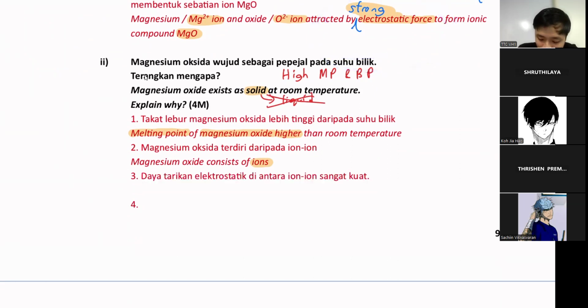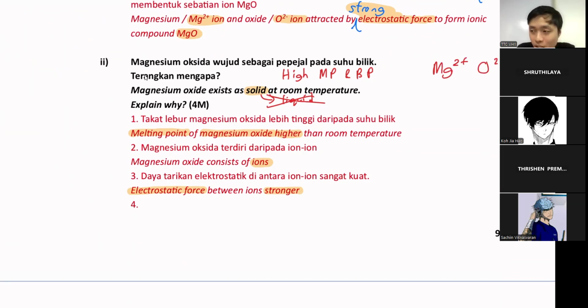You can say the electrostatic force between ions is very strong, because it's not only one ion. Do you think I only have one Mg2+ and O2-? No. This exists as a lattice structure, like a cube shape. So it's not only one. It's actually a lot of ions, especially when they are in solid.